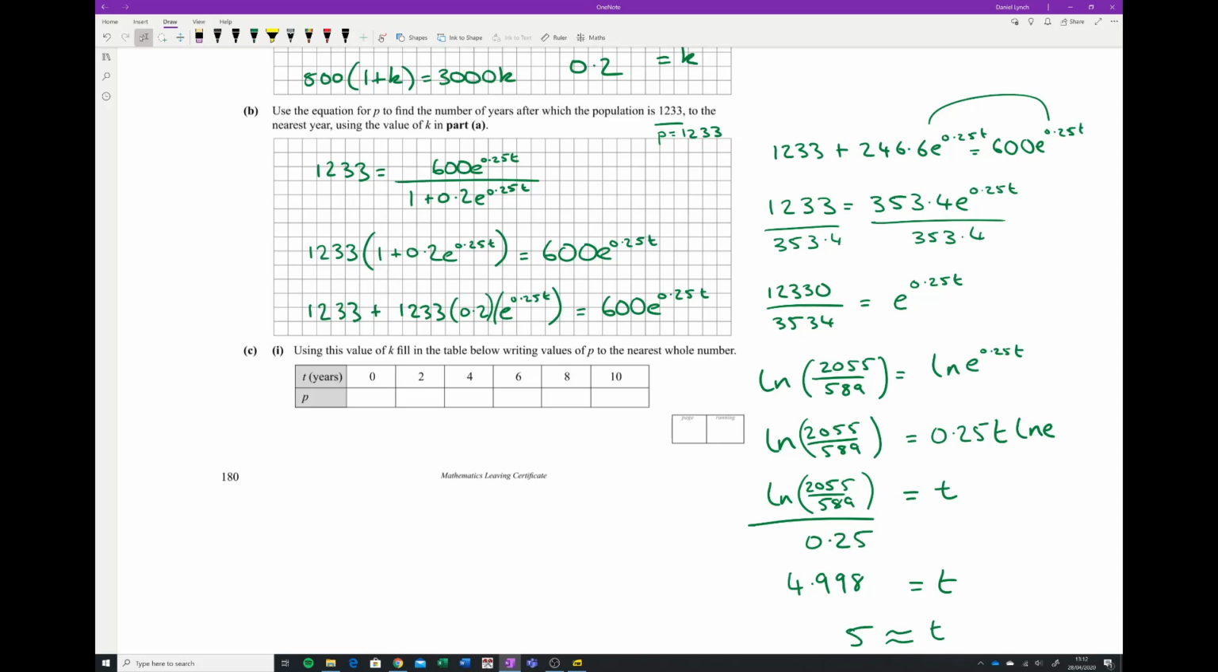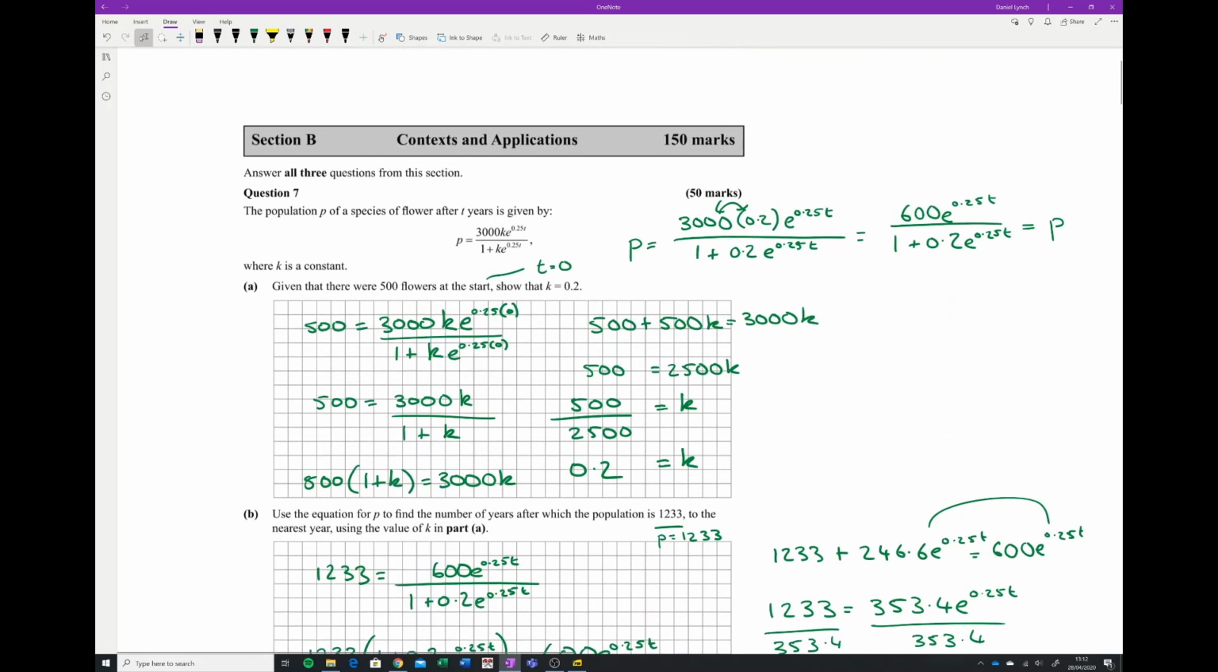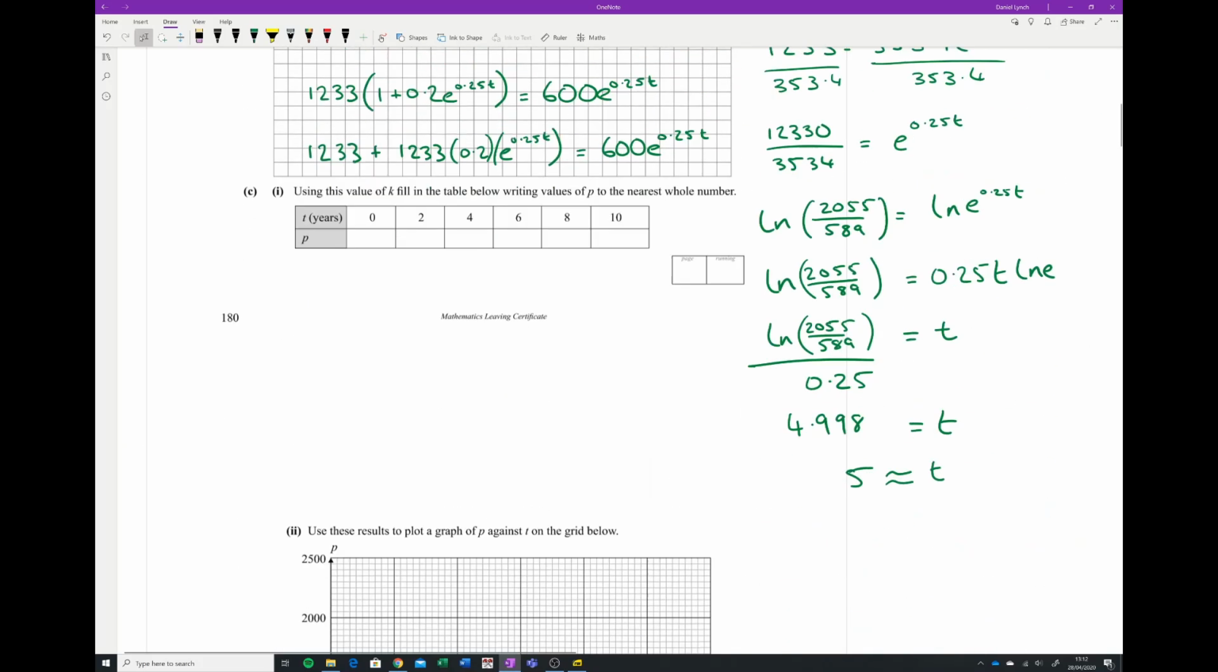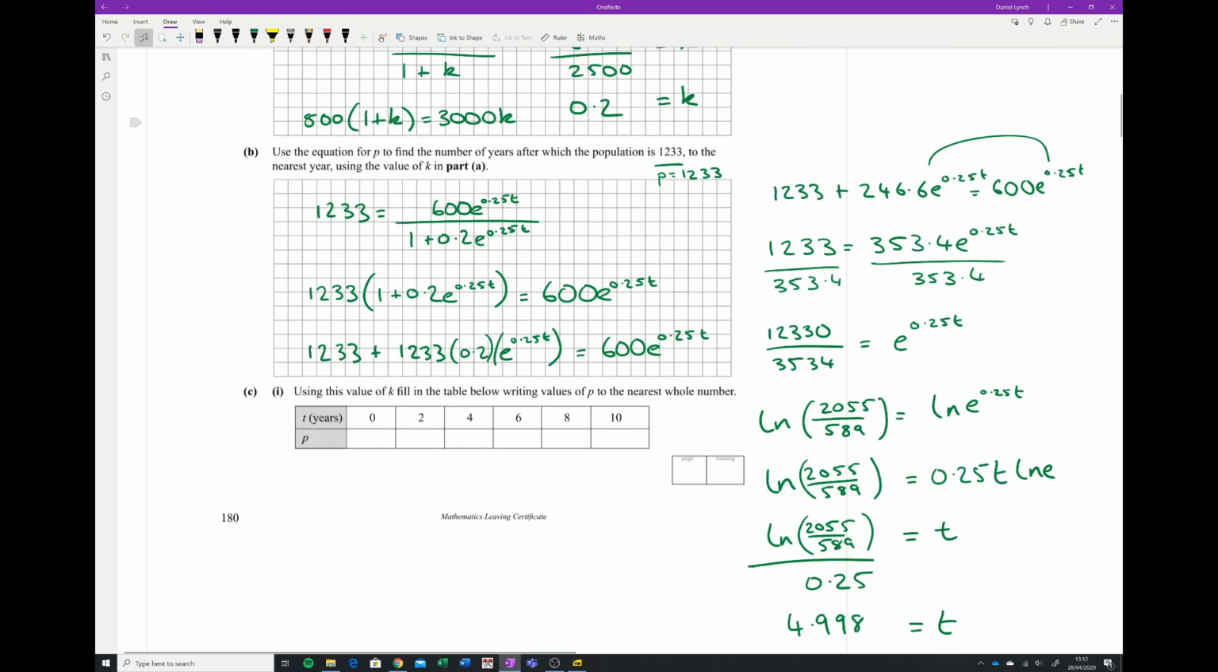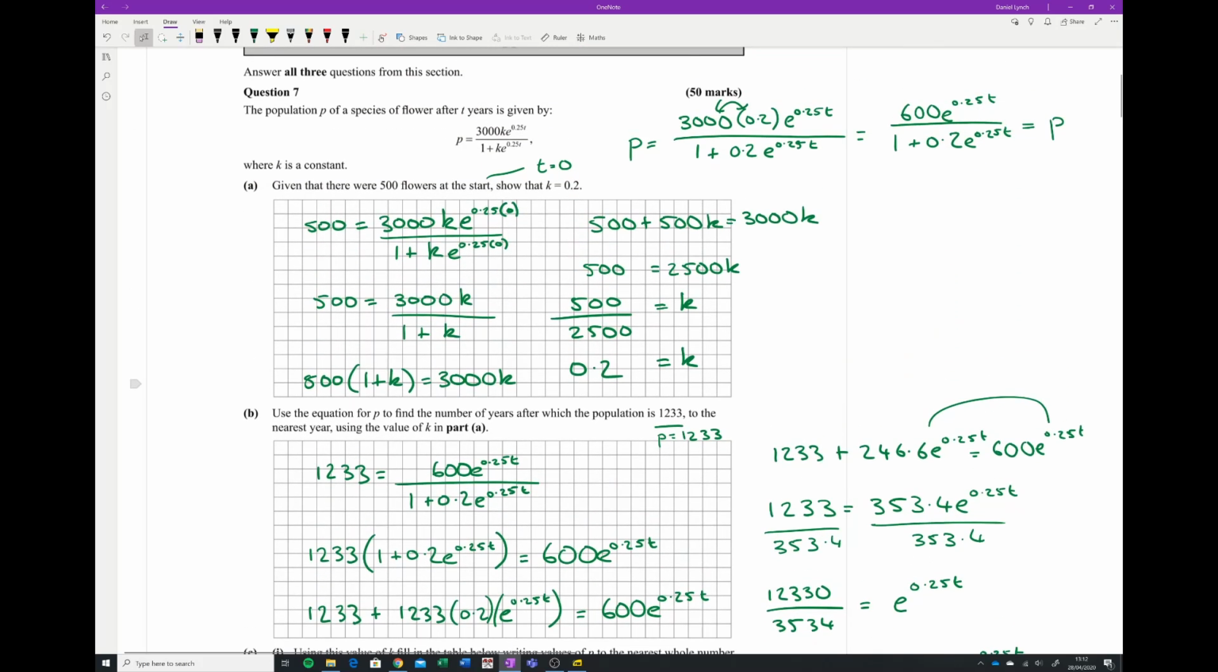Okay, use this value of k. Using this value of k, fill in the table below, writing the values of p to the nearest whole number. Okay, so the value of k, I presume the value of k that they want is they want us to continue using 0.2. So in this case, you can just put it into the equation. Okay, you know what, is it k that we're trying to get, or sorry, it's p that we're trying to get. So we have what k is. Okay, k is 0.2, and they're just getting us to put in the times.